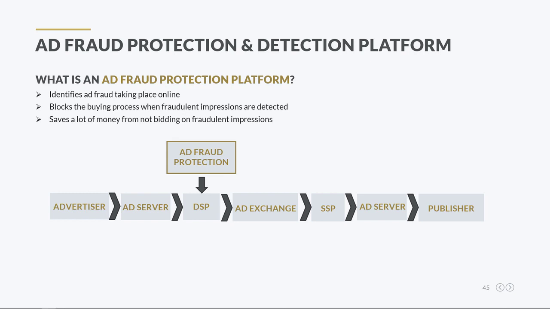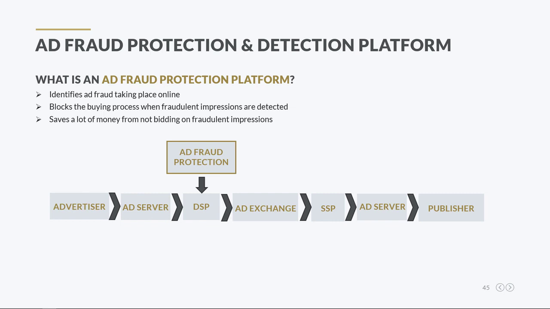Another significant participant in the programmatic advertising ecosystem is the ad fraud detection and protection platform. Such platforms use machine learning and advanced bot fingerprinting technologies to identify ad fraud taking place in the online advertising world. An ad fraud protection platform can also block the buying process when fraudulent impressions are detected. Therefore, programmatic advertisers could save a lot of marketing money from not bidding for such impressions.